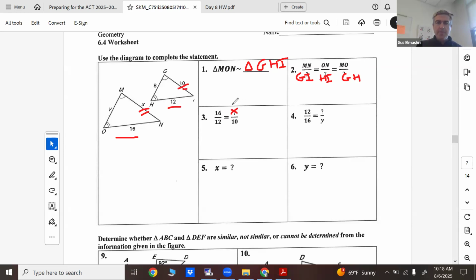Or if I reverse it, see how 12 to 16, then therefore 8 to y. So of course x will equal 160 equals 12x. What is that going to be? I get 13.3 repeating.